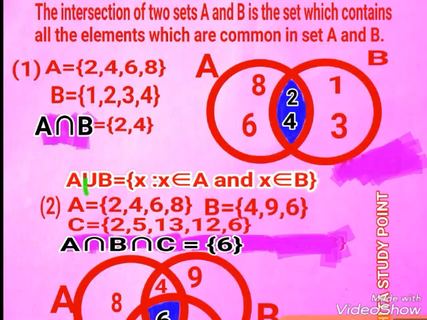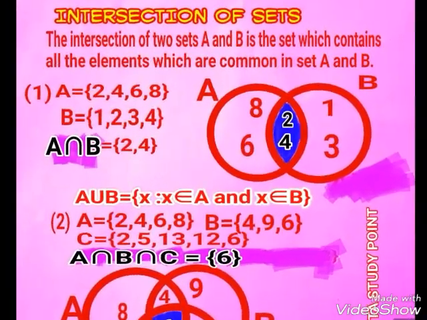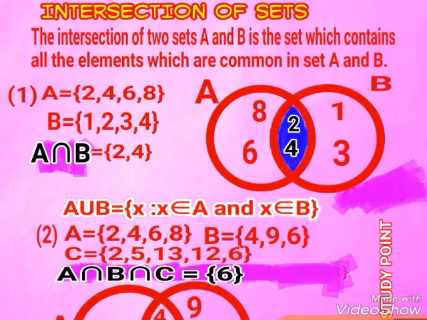So A intersection B equals the set of X such that X belongs to A and X belongs to B. Suppose we have two sets A and B, and now we have to calculate the intersection of these two sets. We write A intersection B equals, we take the common elements of set A and set B.